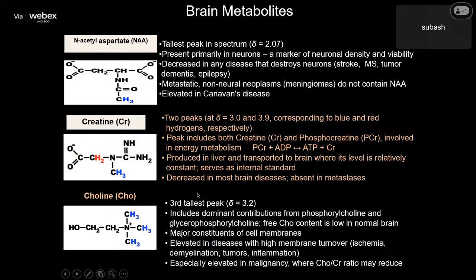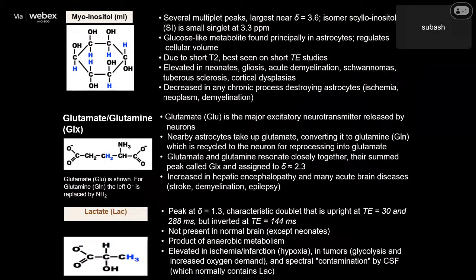Then there's choline, which is the third tallest peak, with a chemical shift of 3.2 ppm. It includes dominant contributions from phosphorylcholine and glycerophosphorylcholine. Free choline content is low in normal brain. This tells you about membrane turnover, and it is always elevated in diseases with high membrane turnover, like ischemia, demyelination, tumors, inflammation. So when a disease process sets in, the concentration of these metabolites changes, and depending on the type of concentration changes, one can make inferences about the disease.